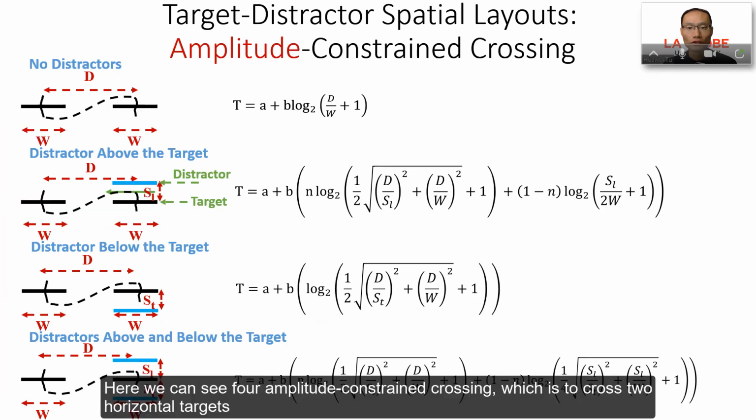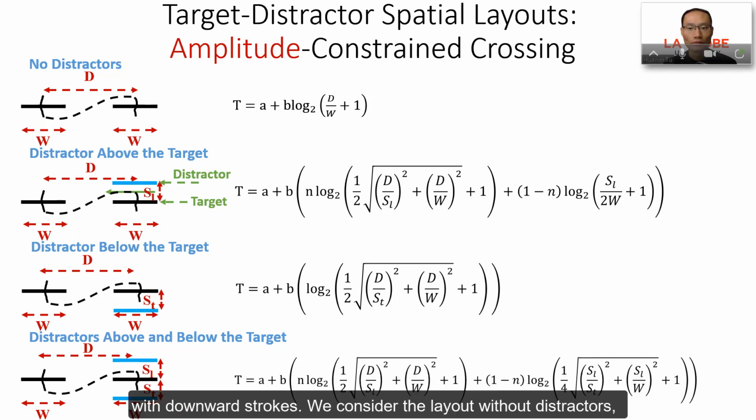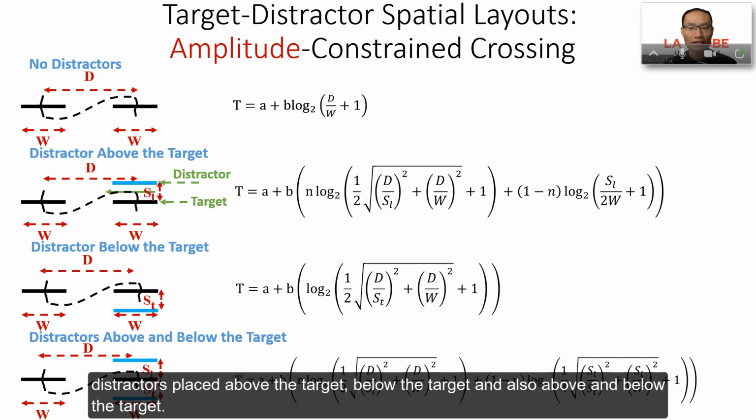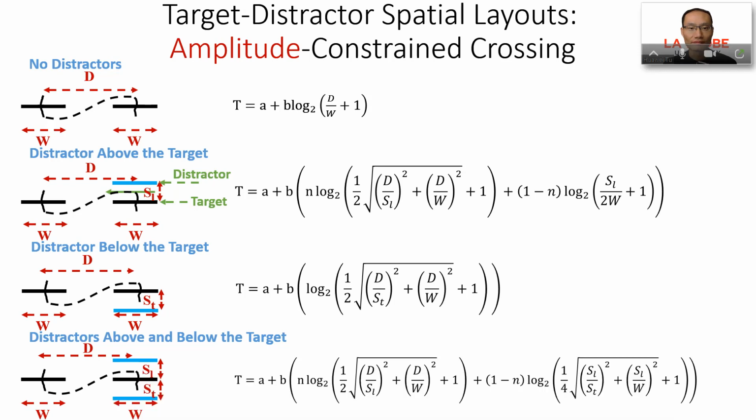Here we can see amplitude constraint crossing, which is to cross 2 horizontal targets with downward strokes. We consider the layout without distractors, and distractors placed above the target, below the target, and also above and below the target.